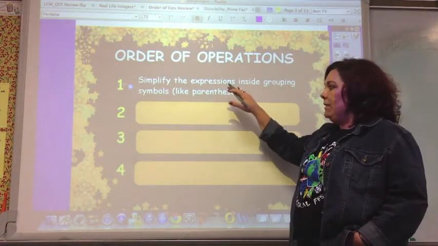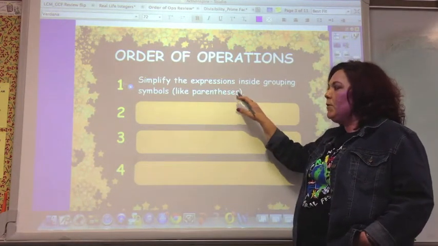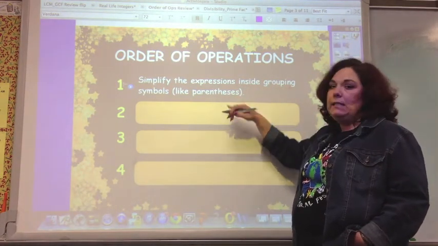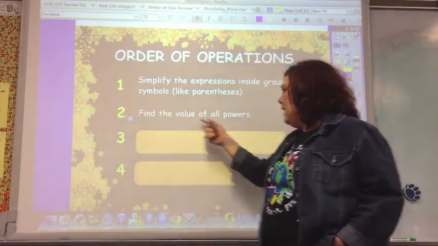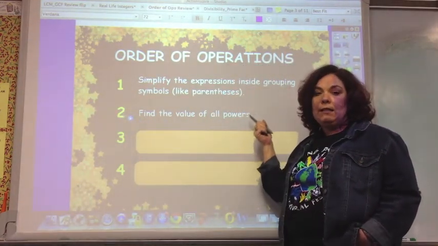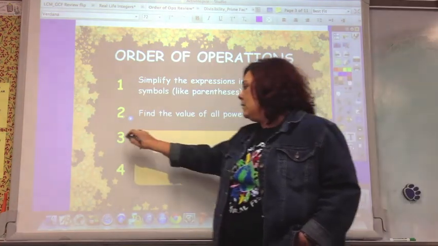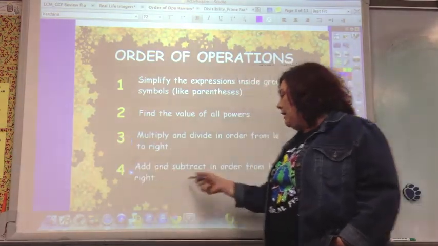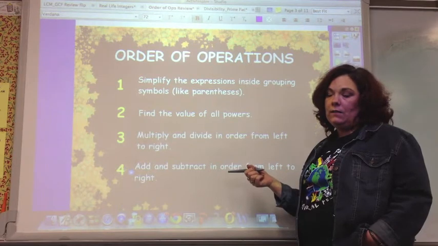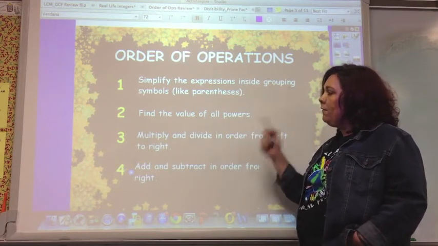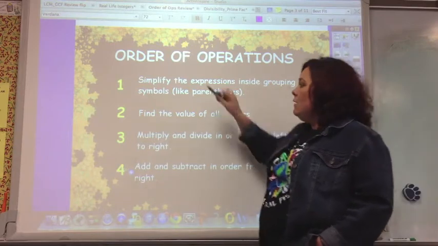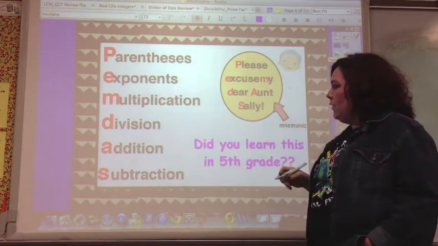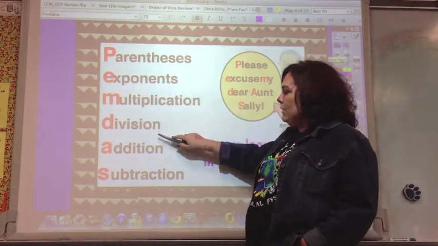We say simplify the expression inside grouping symbols like parentheses. We usually refer to this as PEMDAS, with P standing for parentheses. Then we have the value of all the powers or exponents, and that's the E. Then multiply and divide in order from left to right. And then add and subtract in order from left to right. So we call it order of operations, but we also call it PEMDAS: P-E-M-D-A-S. So you've got parentheses, exponents, multiplication, division, addition, subtraction.